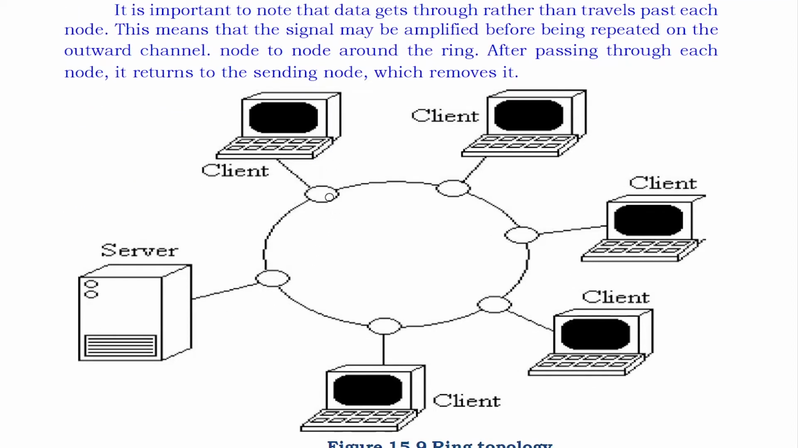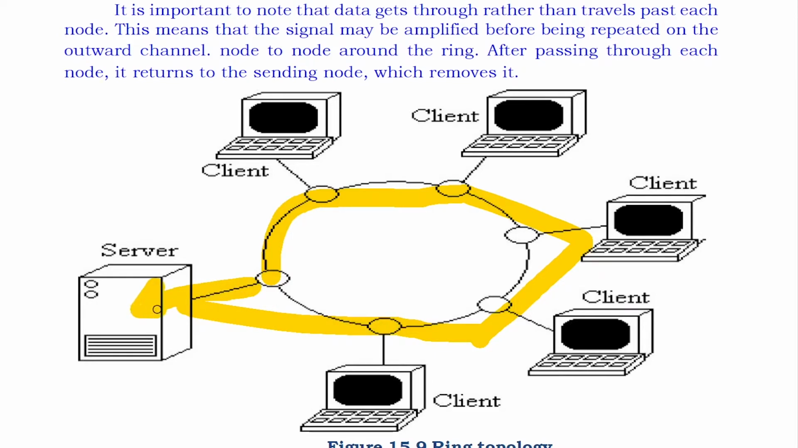In this network we have a server. It starts from it, and it is unidirectional. It goes from one computer to another computer, to another computer, and finally it is removed. So this is simple, and this is unidirectional. We have a client and server, and all the computers are connected in one direction only.